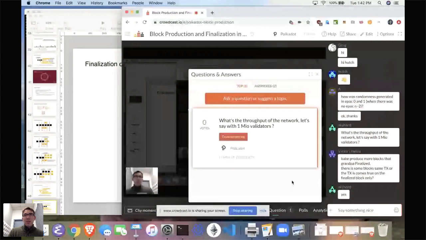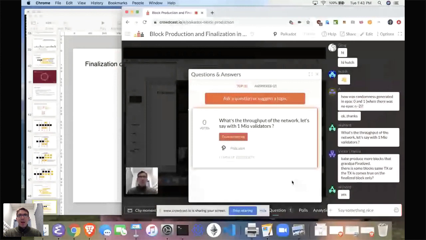So what's the throughput of the network, let's say with 1 million validators? First off, there's a limited number of validators. I can't imagine there will ever be 1 million. The amount of communication, if memory serves, is something like n², which means that this would be a huge amount of communication. We're looking to start with something like 50 to 100 validators at Kusama, and then maybe up to 1,000 for mainnet Polkadot.